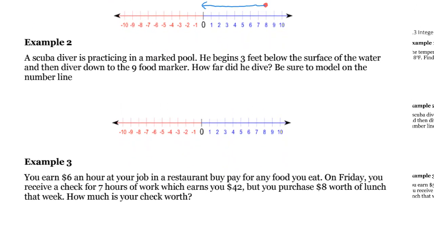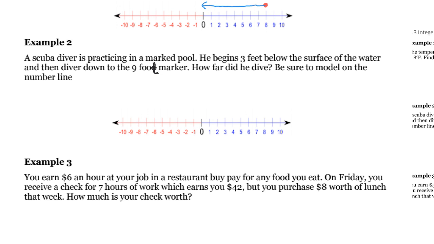A scuba diver is practicing in a marked pool. He begins 3 feet below the surface of the water and then dives down to the 9 foot, that should say foot, marker. How far did he dive? Be sure to model on the number line.